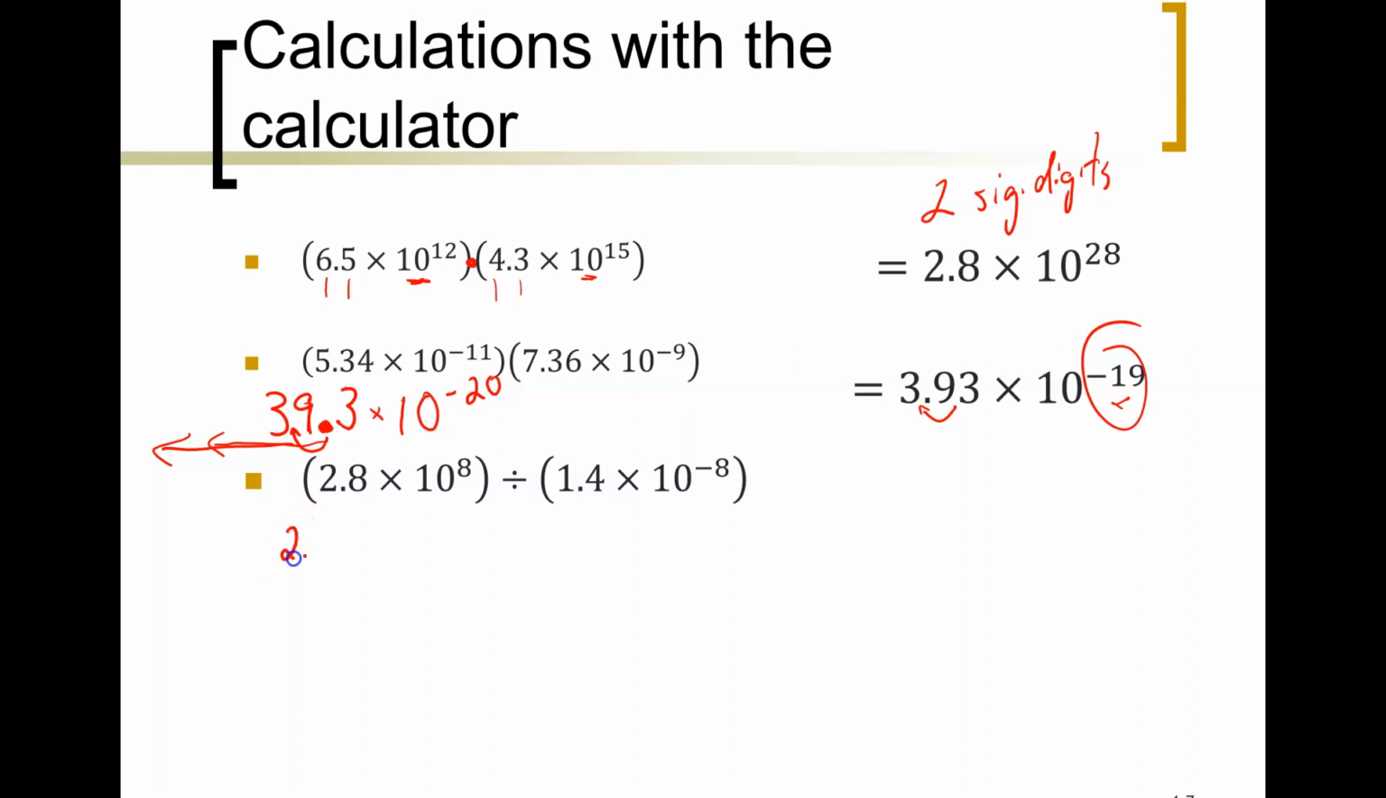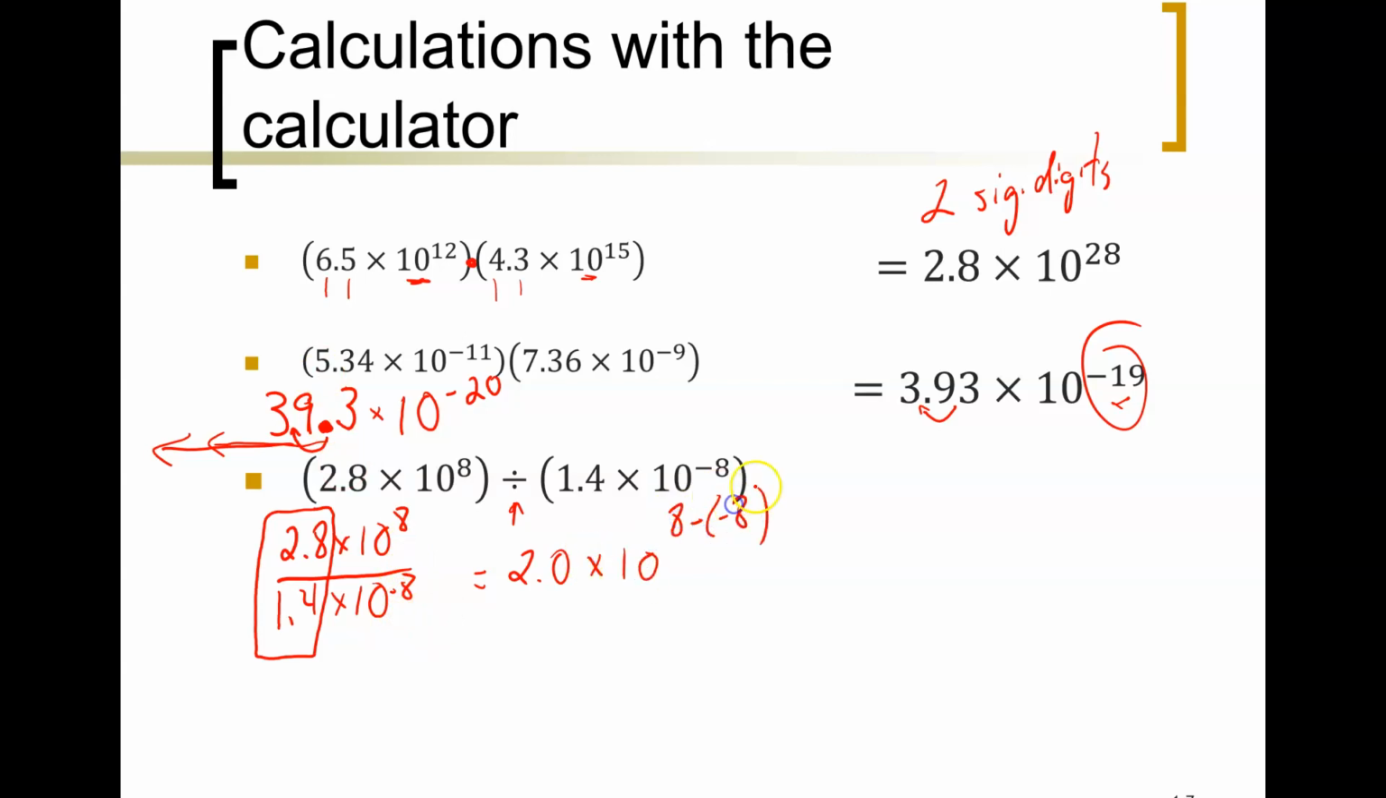Now the last one, 2.8 times 10 to the 8, and it's divided by, in case you hadn't noticed, 1.4 times 10 to the negative 8. So now if I do 2.8 divided by 1.4, that's equal to 2.0. And then I do my 10 to the 8 divided by 10 to the negative 8. The rule for division is to subtract the exponents. So this becomes times 10 to the 8 subtract negative 8. And what does that do? 2.0 times 10 to the 16.